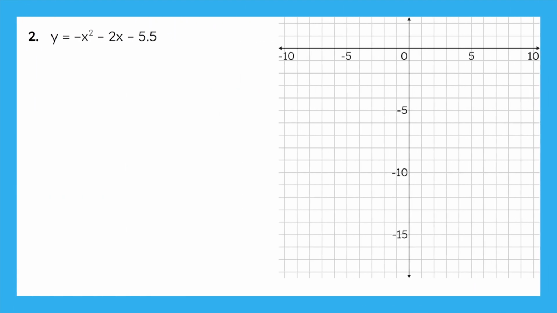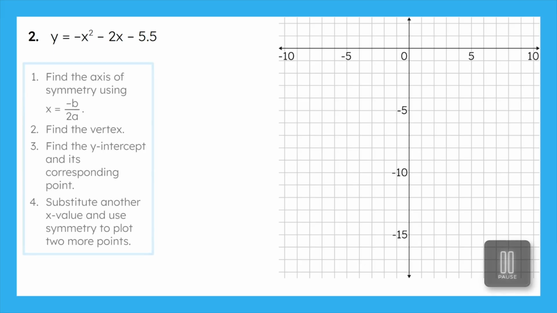Try this one on your own. y equals -x squared minus 2x minus 5.5. Pause the video while you follow the steps to sketch a graph of the parabola. Go ahead and check your work.